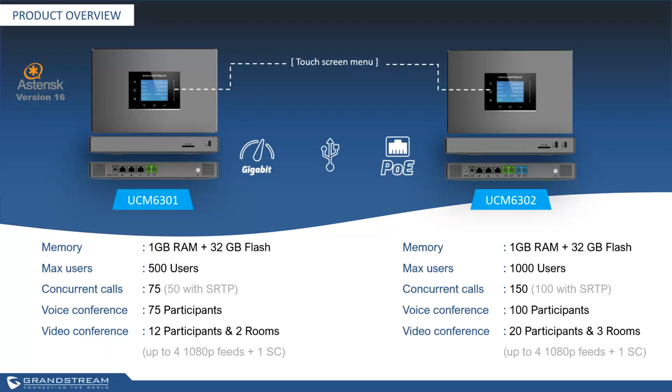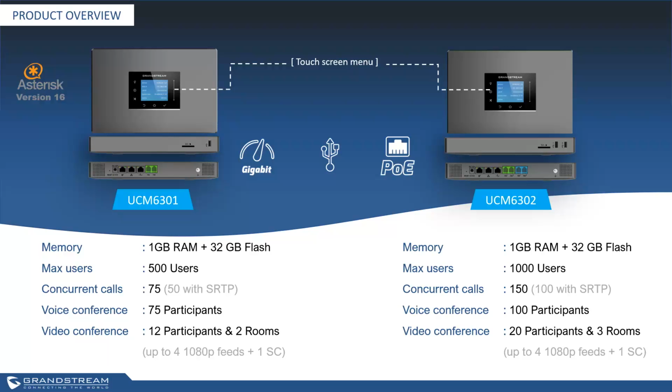So the first model is the UCM 6301. This one comes with one FXS, one FXO port, and dual Ethernet ports. We basically kept the same network settings on these models, so you can use it for route mode, switch mode, and dual mode. In terms of the memory, we increased the size of the flash memory. We basically doubled it. So now you have 1 GB RAM and 32 GB flash memory on these models.